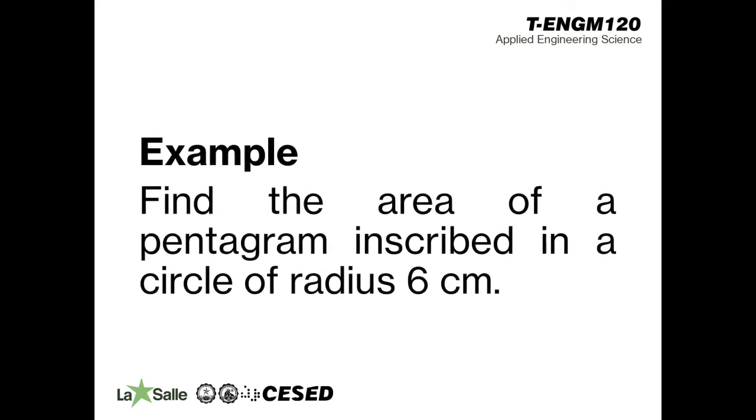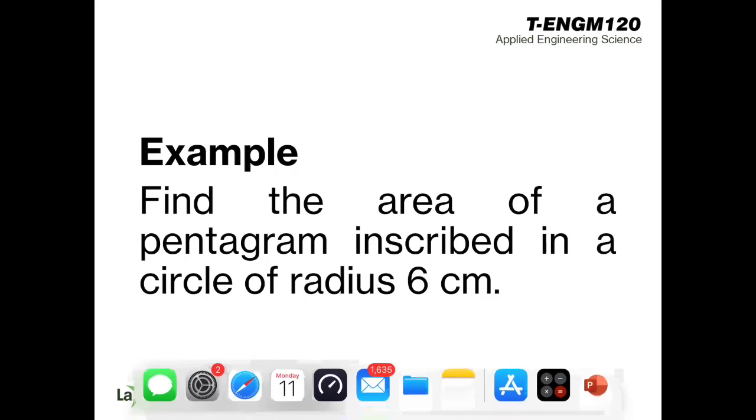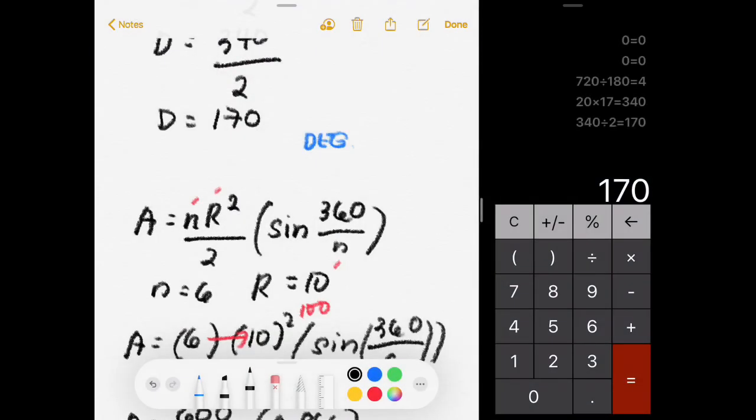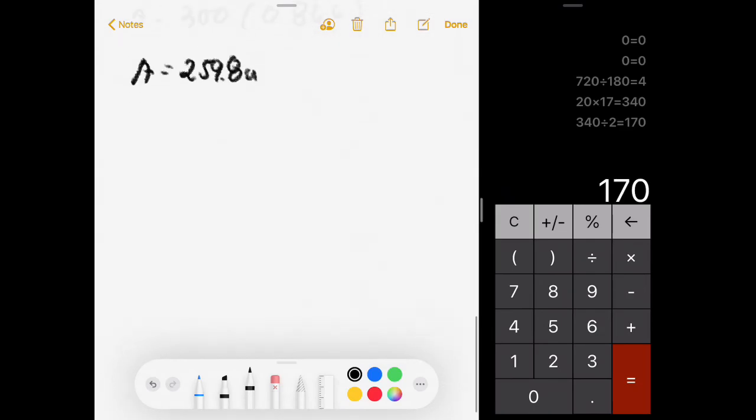The next example: find the area of a pentagram inscribed in a circle of radius 6 centimeters. Ito medyo tricky. I'll make it kind of slow. Medyo tricky ito, no? First of all, what we need to do is to check what a pentagram is. If you Google, pentagram is like a star, or it's literally a star. So let's draw a pentagram on a circle.